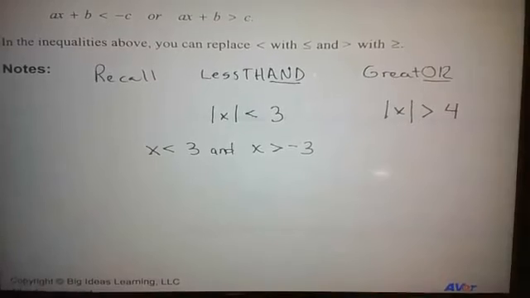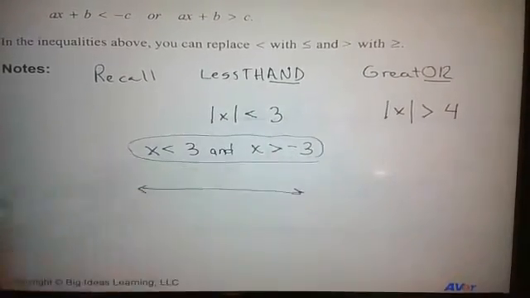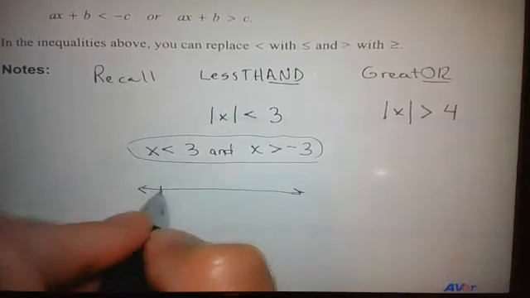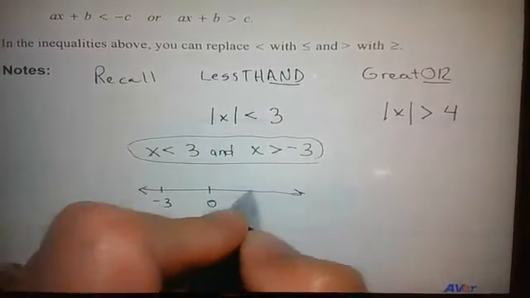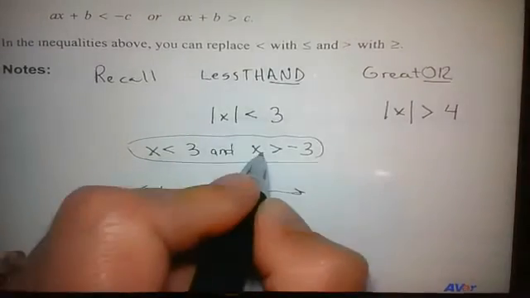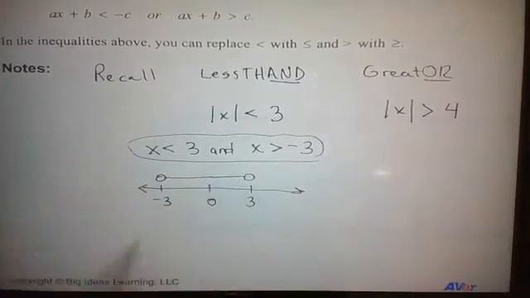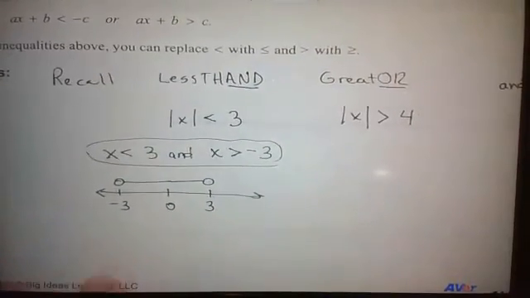X is already by itself, so that's already solved. Just by splitting it apart, it's solved. So then negative 3, could I count by 3s? I sure can, just so I have even increments. X is greater than negative 3. X is less than 3. Shazam. How about great or?